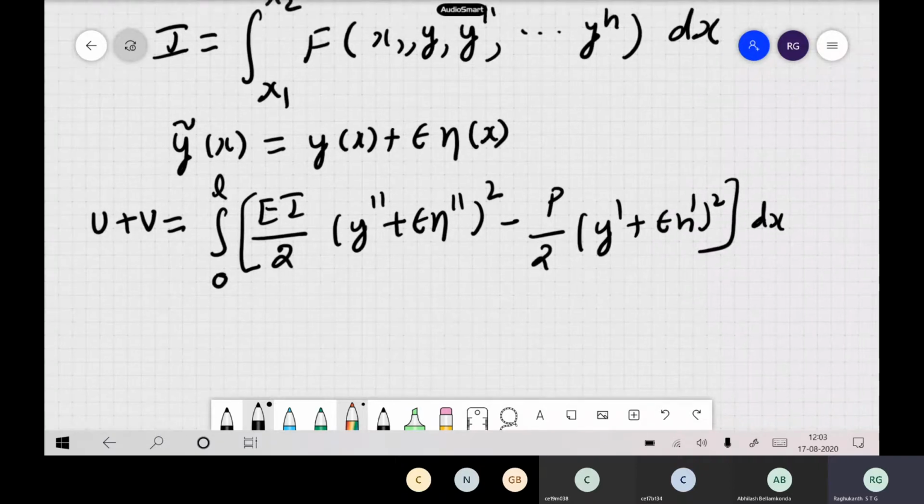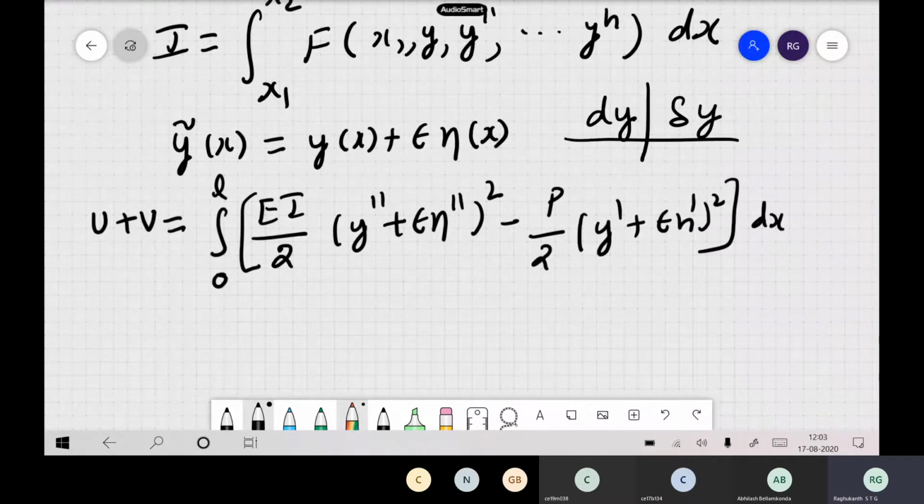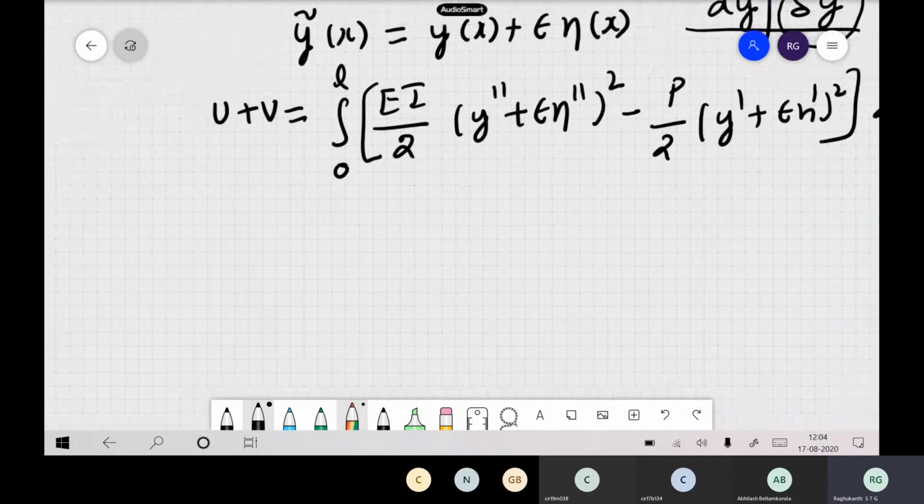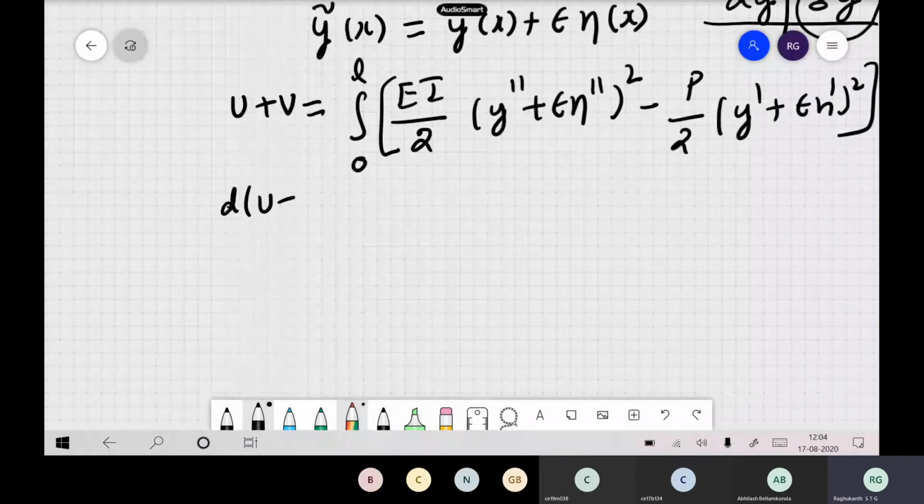I also explained in the last class the most important thing, the difference between dy and delta y. Both look the same but they are not the same. dy is a derivative, the difference between y2 and y1 at two different x points, whereas delta y is, for the same x value, the difference in two separate paths. In calculus of variations we use the delta operator, not the d operator. Be careful.